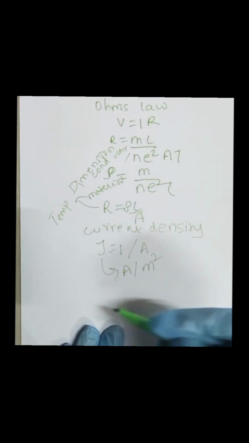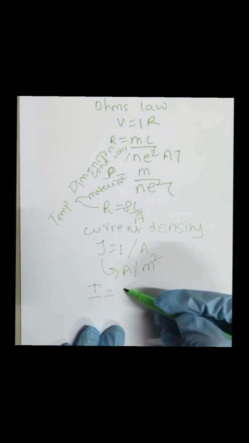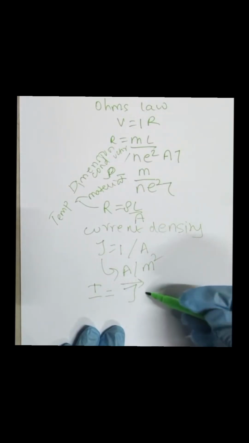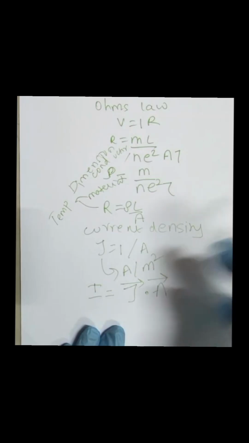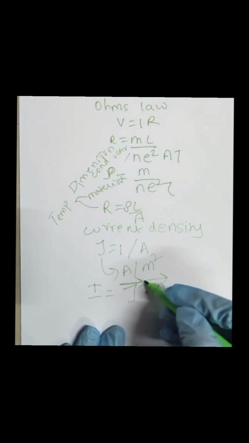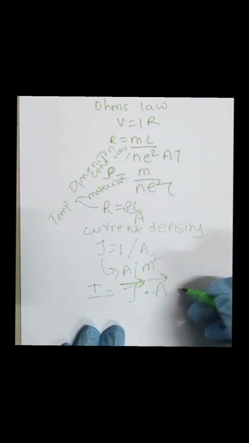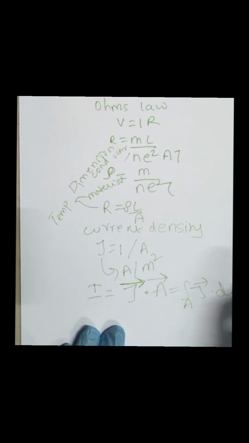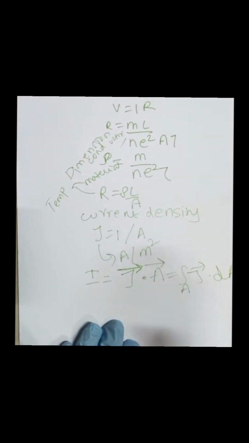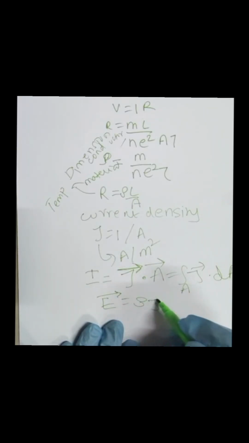In vector form you can write I equals J dot A. A vector, how should you put it? With an arrow, and the head of the arrow tells the direction. I equals integral of J dot dA. Also you can write E vector equals rho J vector, resistivity into J vector, or J vector equals sigma E vector.